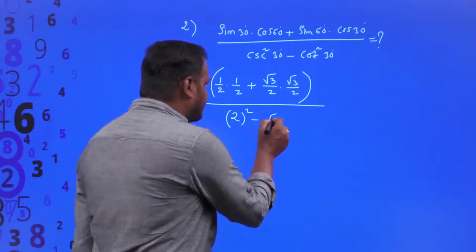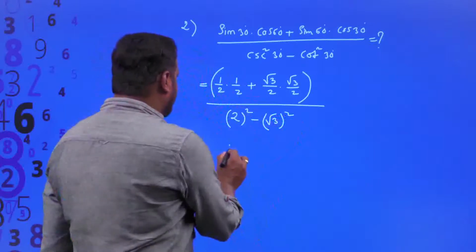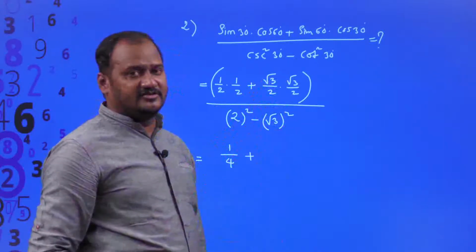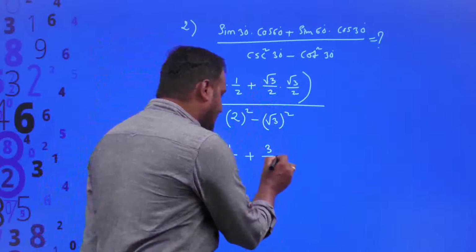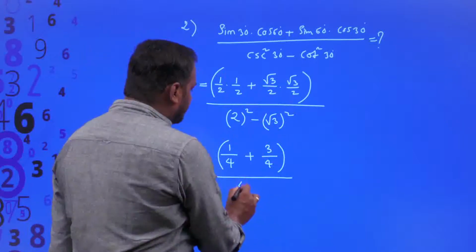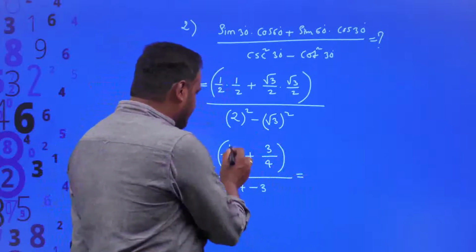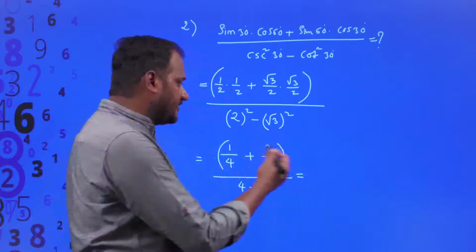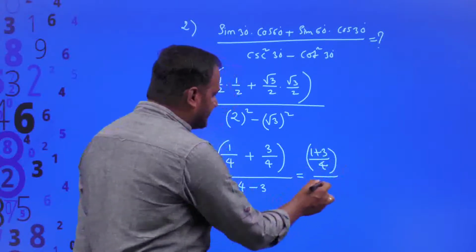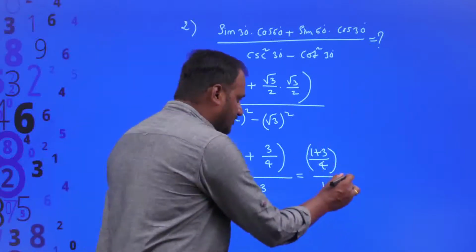So it is root 3 whole square. Now simplify: 1 multiplied by 1 is 1, 2 multiplied by 2 is 4, plus root 3 whole square, which is 3, divided by 2 whole square, which is 4, minus root 3 whole square, which is 3. See here, 1 by 4 plus 3 by 4. Since they are like fractions, directly you can add the numerators. 1 plus 3 divided by 4, whole divided by 4 minus 3. 1 plus 3 is 4, divided by 4 is 1, divided by 1 is equal to 1.